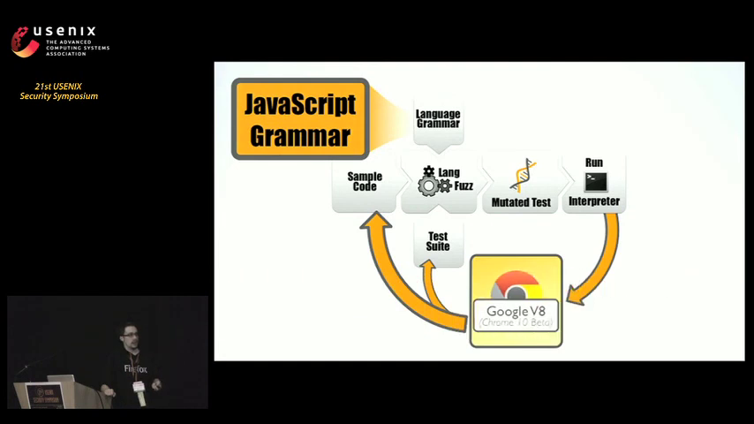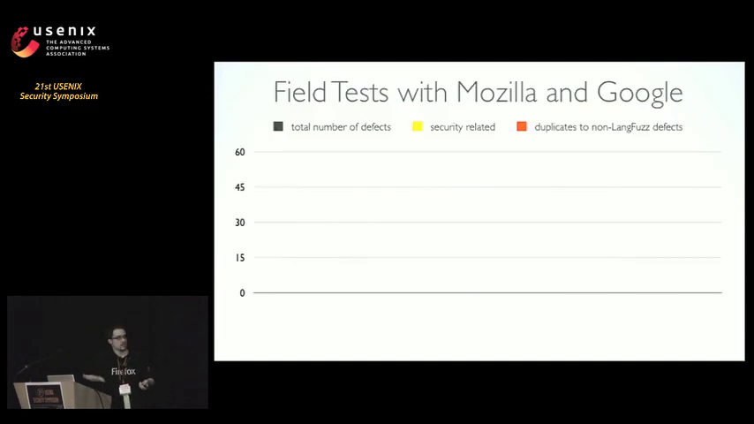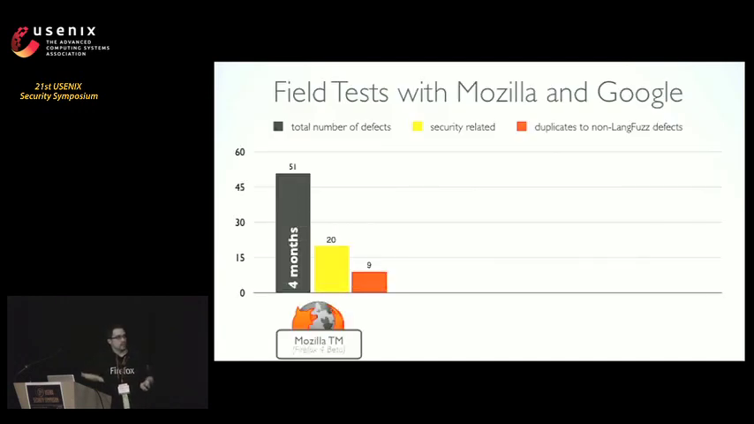And we also used Google V8. At that time, it was Chrome 10 beta. And of course, as I said, the code was evolving during that time. We ran this for a large amount of time to see what happens if you put LangFuzz into the development process. And the results were that within 4 months, we found 51 defects on Mozilla TraceMonkey. 20 of those were security related, and 9 were duplicate to non-LangFuzz defects, for example, JS FunFuzz.